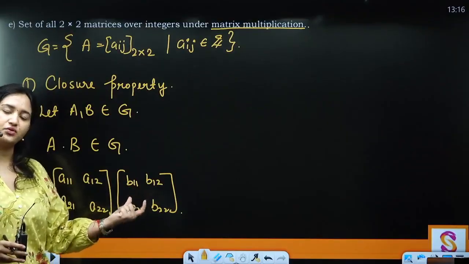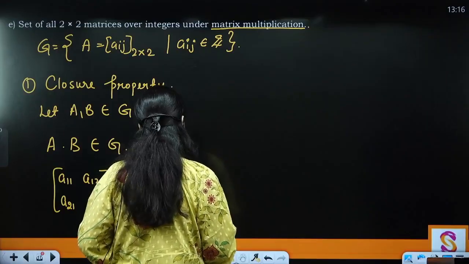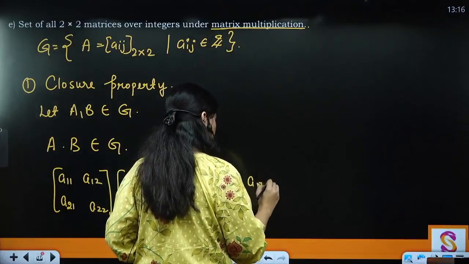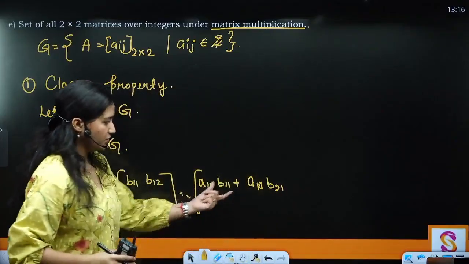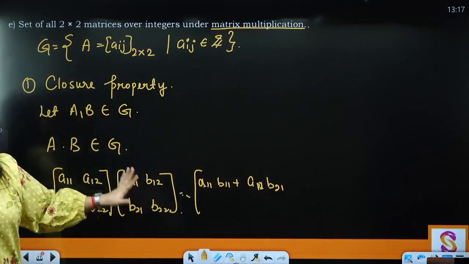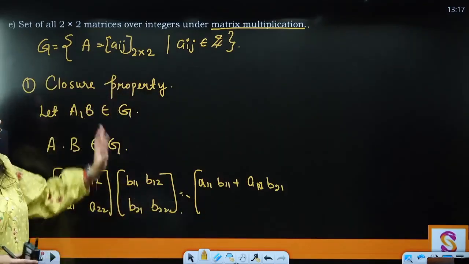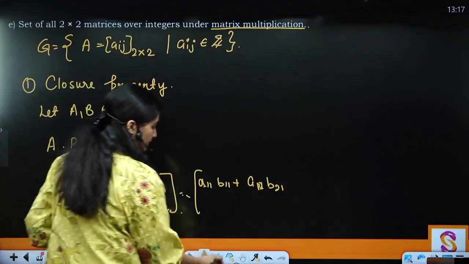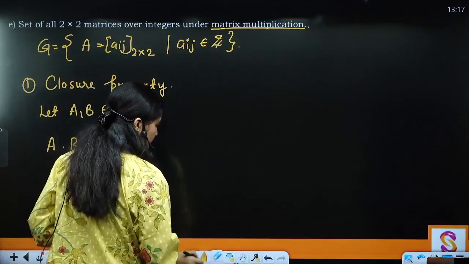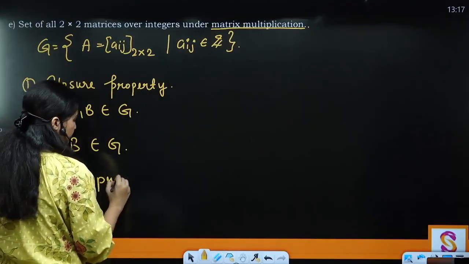So this is going to eventually give you an integer only, right? So first element is going to look like A11 B11 plus A12 B21, right? So this is eventually going to give you integers. So we can say that all the elements that we are going to get in the multiplication of two matrices, which we have taken from the set G, is going to eventually fall back into the same set only, right? So closure property will be satisfied. So this implies that closure property is satisfied.